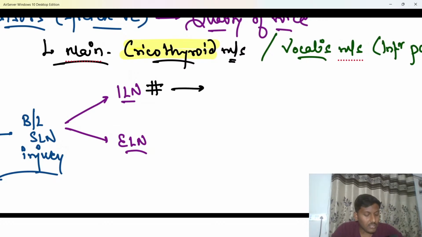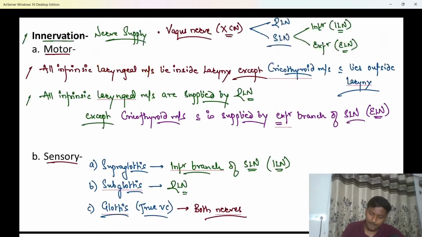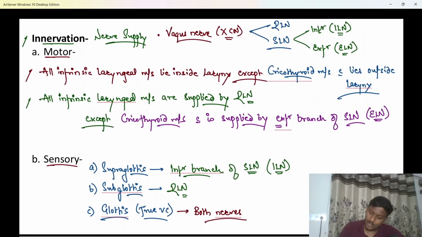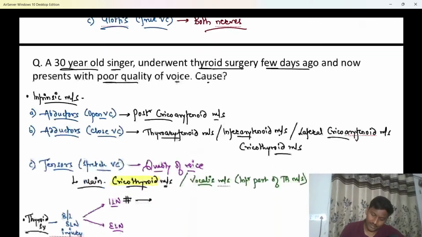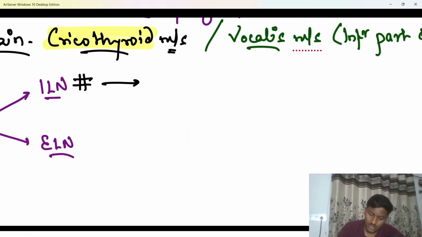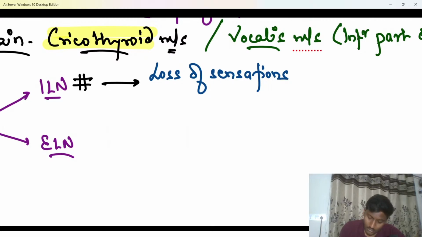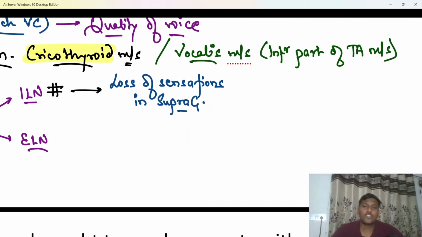So if the internal laryngeal nerve will be damaged, where was the internal laryngeal nerve supplying? A recap. So we know that the internal laryngeal nerve was giving sensory nerve supply to the mucosa of the supraglottis, right? So definitely if the internal laryngeal nerve is damaged, what happens? There is loss of sensations. Will there be any nerve to carry sensations now? No. So there will be loss of sensations. In which part of the larynx? Obviously in the supraglottis. There will be loss of sensations in the supraglottis.